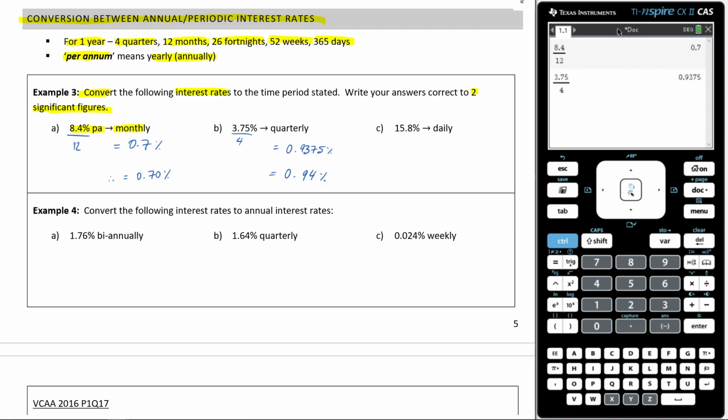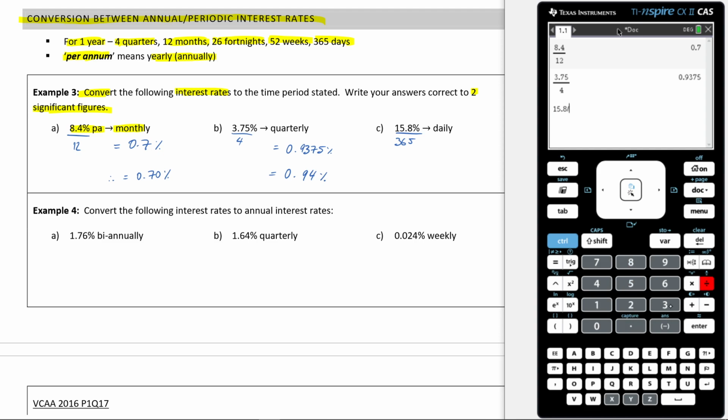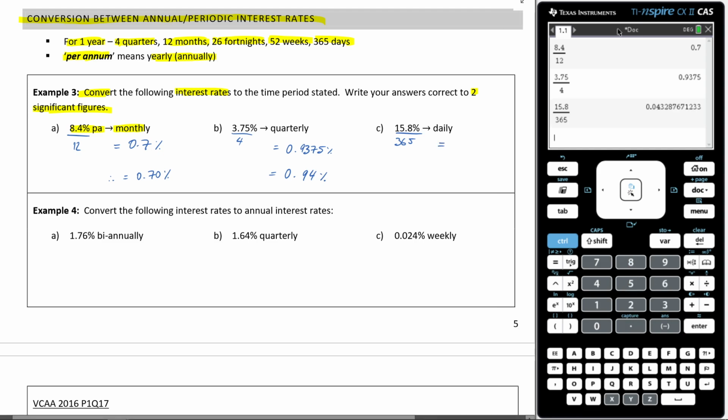The last one here says I need to take 15.8% and turn it to daily. That means I'm going to divide it by 365 days because that's how many days are in a year. So I'm going to take 15.8 and divide it by 365, and that's going to take me to 0.04328... If I was to round that to two significant figures, what I'm going to end up with is 0.043%. So it's just very important that you can do this correctly. And yeah, so that's what it's going to be, that, and that, and that.